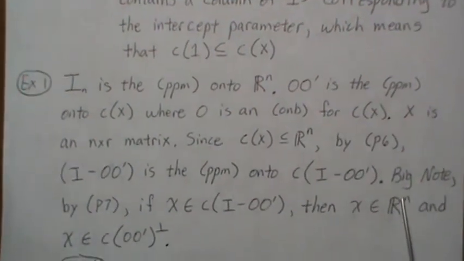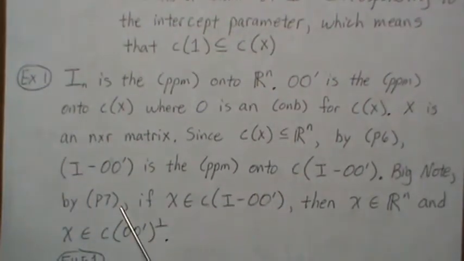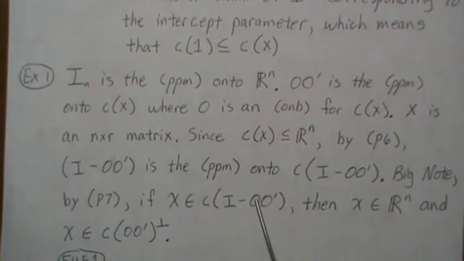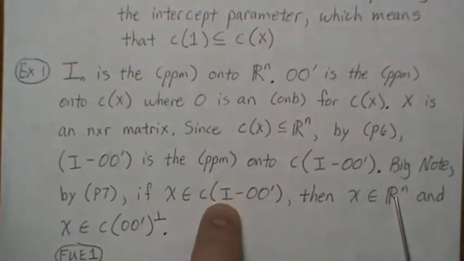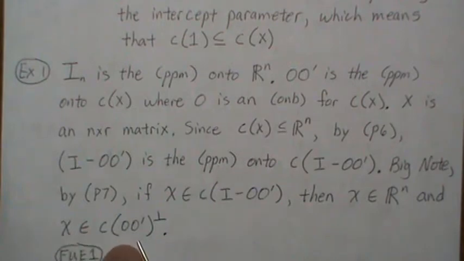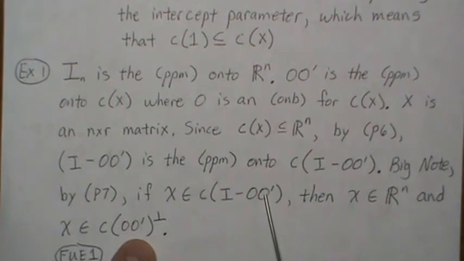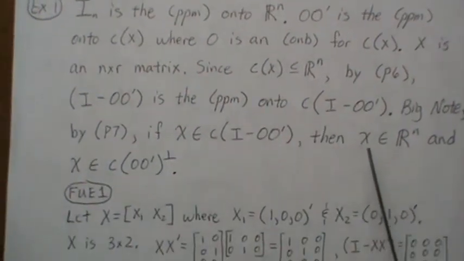And here's a big note: by P7 in the previous video, if we have an X in this column space, then X is a member of Rn, which is this one, and it's in the orthogonal complement of the column space of X, which is this. So it's in the orthogonal complement of this. And that plays a super critical role in the Gram-Schmidt process.